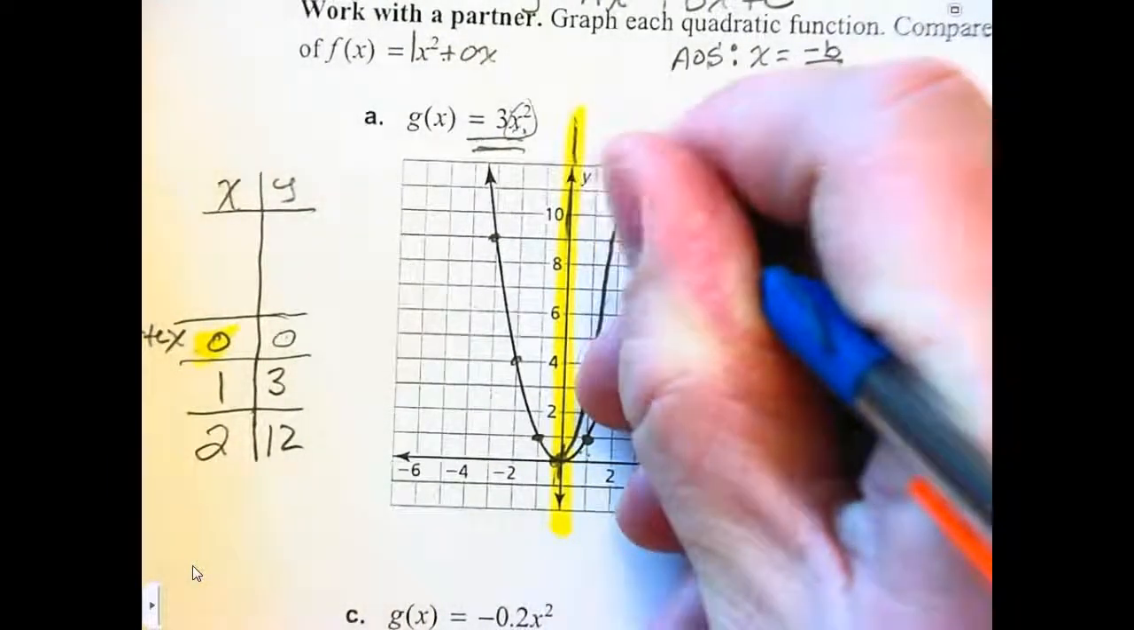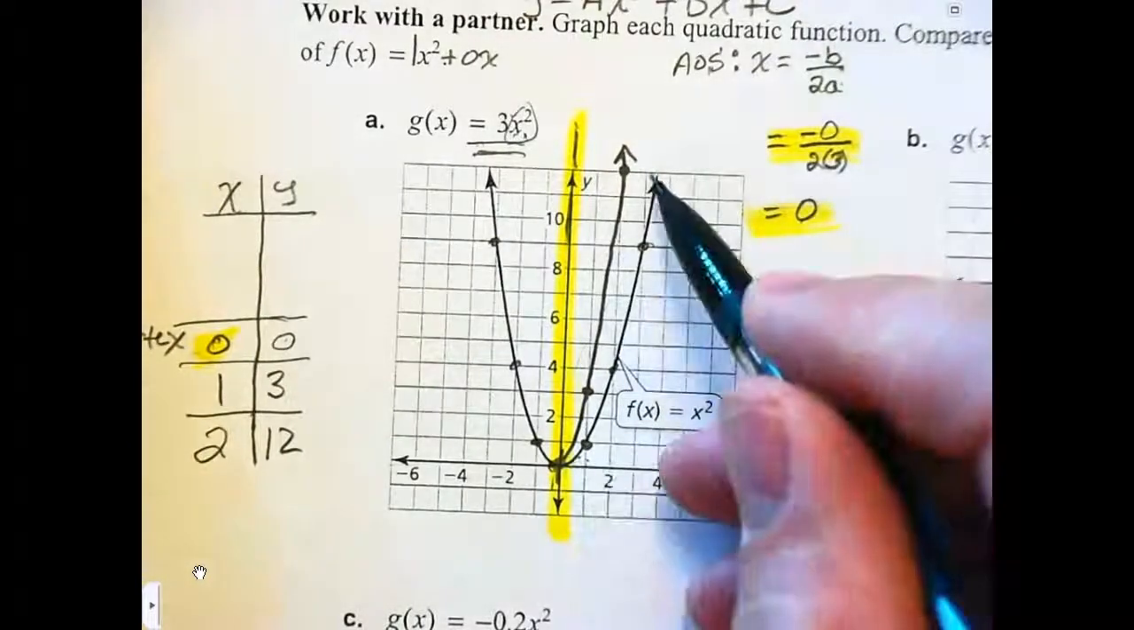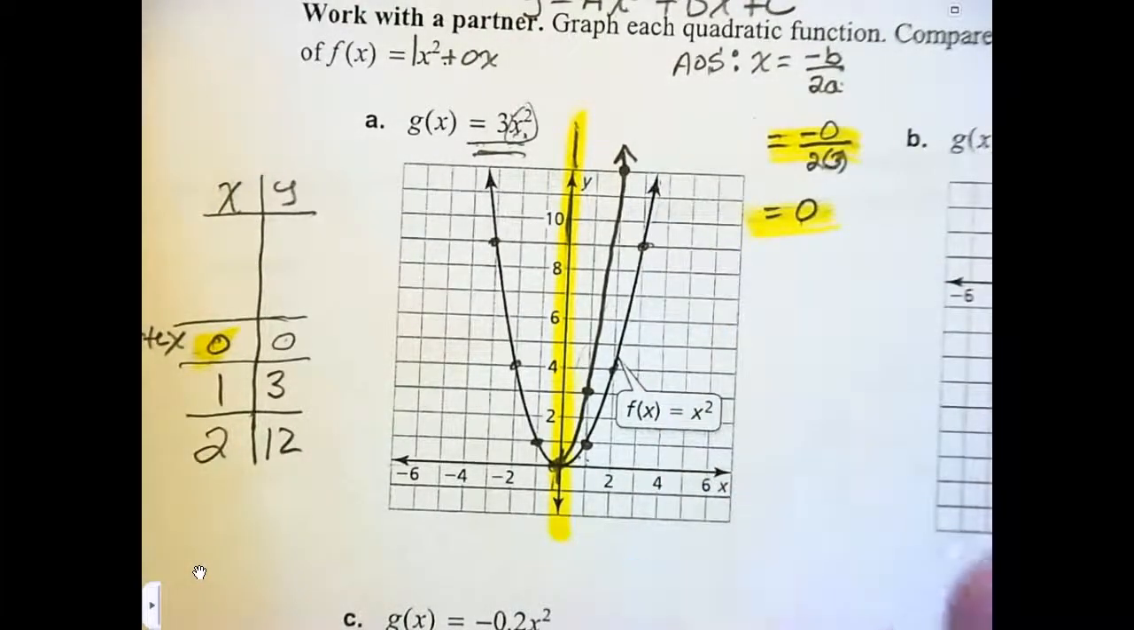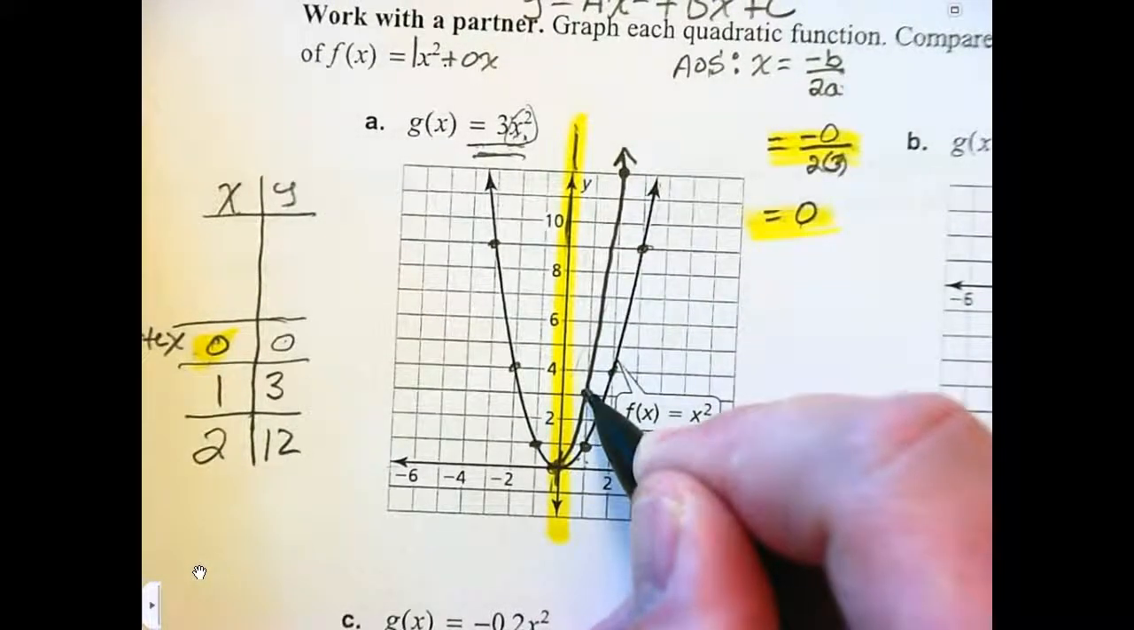What happened to it? What if you compared this to this? All right, let's see the other part of it. How would I get this point? How would I find the other point?